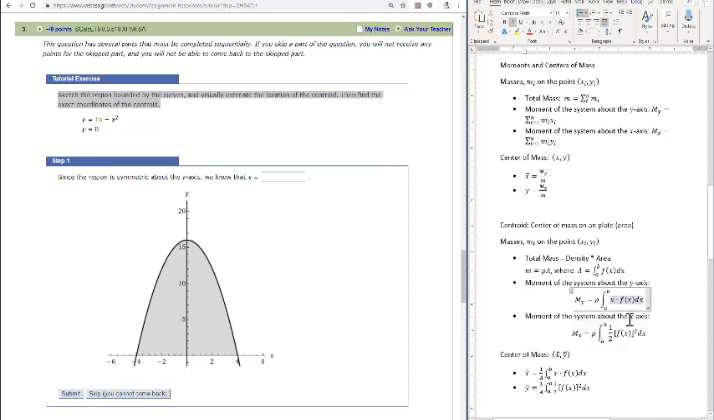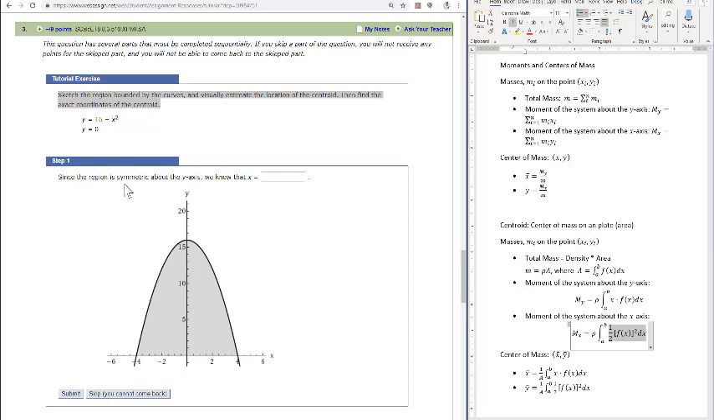Now the moments about the x-axis has a y in it, but the y kind of got split up, and then we want this in terms of x because we're integrating in terms of x, and so the formula is going to look a little bit different, but it's essentially the same idea with the center of mass that we did before.